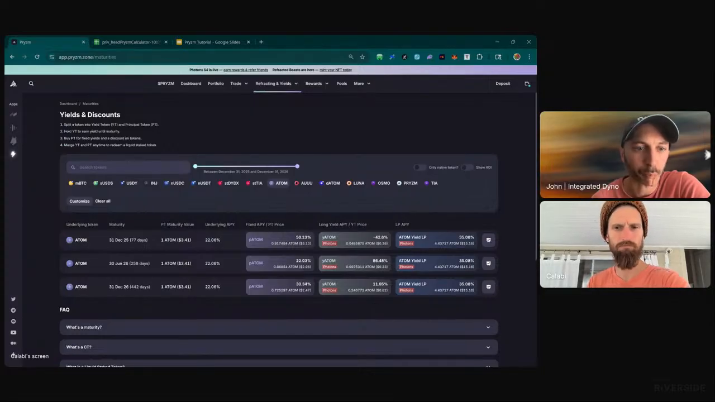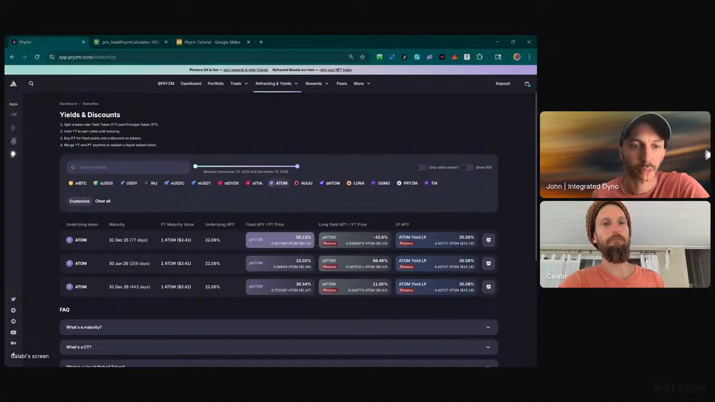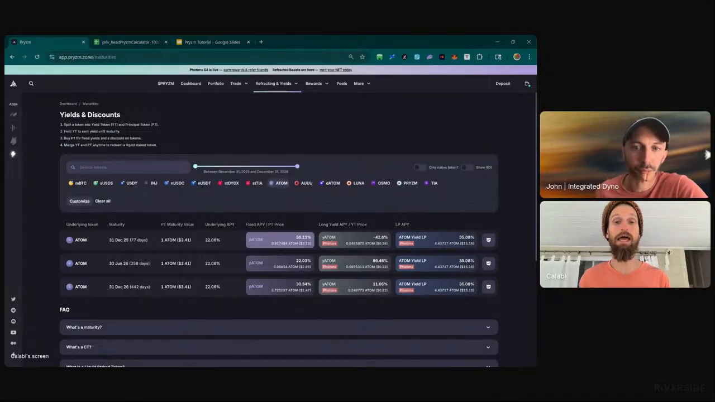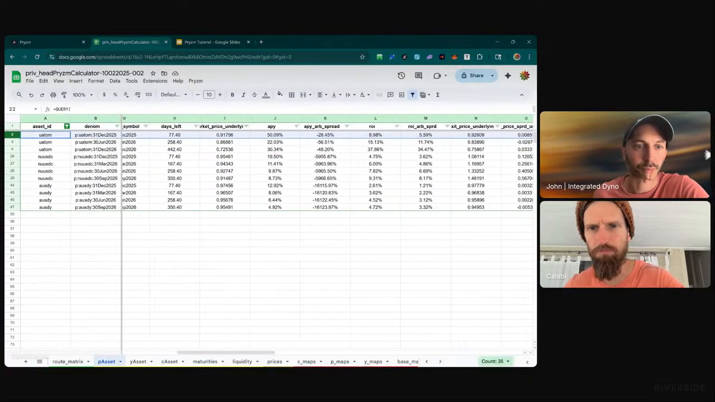Does that make sense? Since the P atom APY is higher than the staking rate, that means that the P assets are undervalued right now. Yeah, it can mean that. That's something I've been working on, calculating fair values, because that's one thing they don't really give you in Pryzm. And for my calculations, this is underpriced in relation to the amount of time that has passed in the maturity. I'll just quickly go over there. I don't want to get too off the rails.